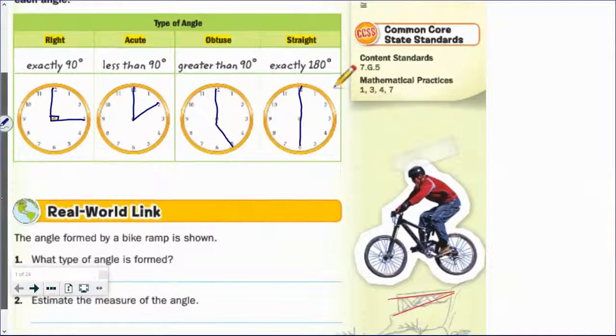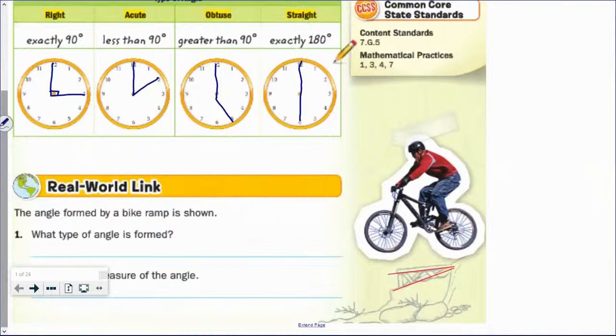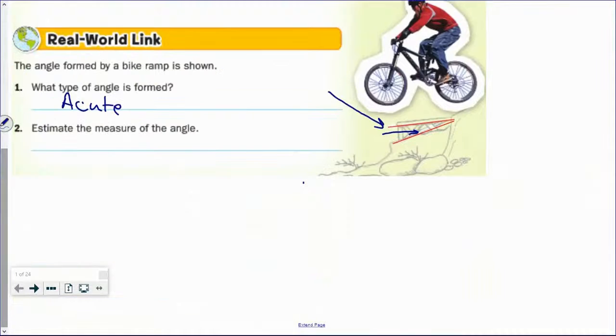So when we go down here to the bottom where it says real world link, it says the angle formed by the bike ramp shown. What is that type of angle? That is an acute angle because it is less than 90 degrees. So we're going to put in acute here. I'm going to have to move this up. Estimate the measure of that angle.